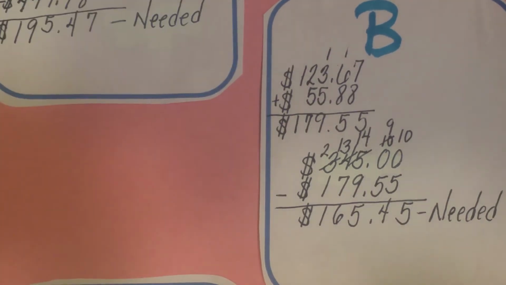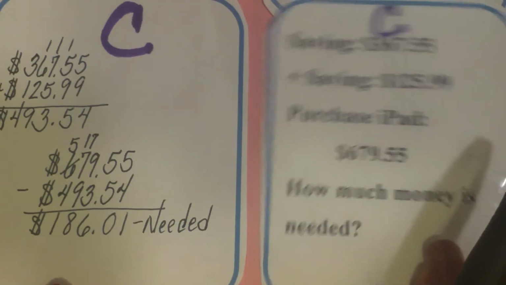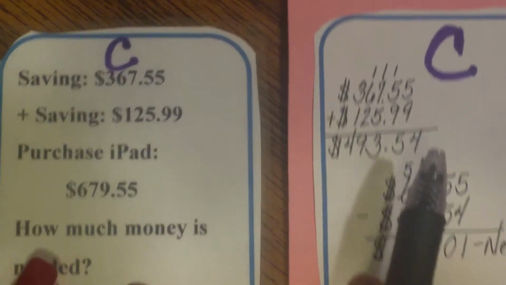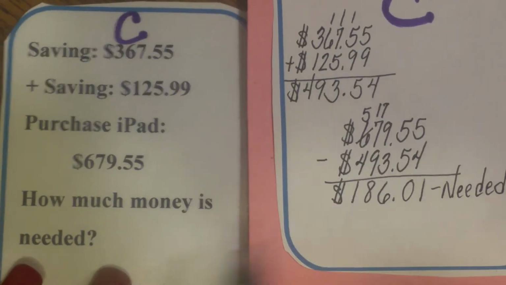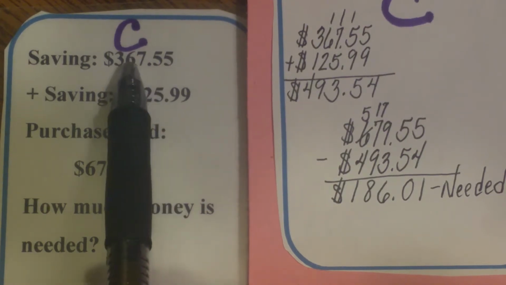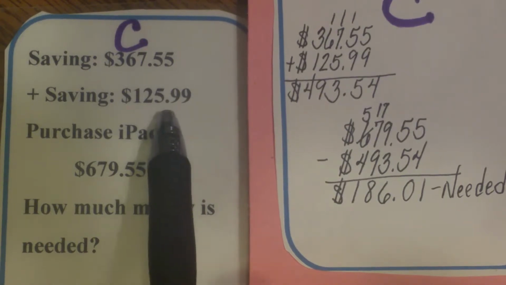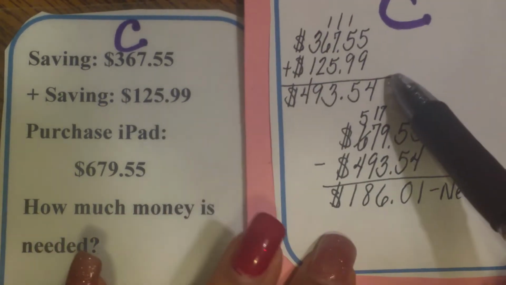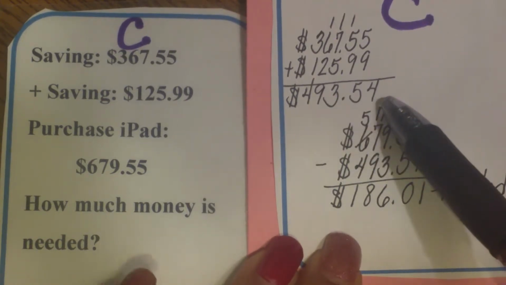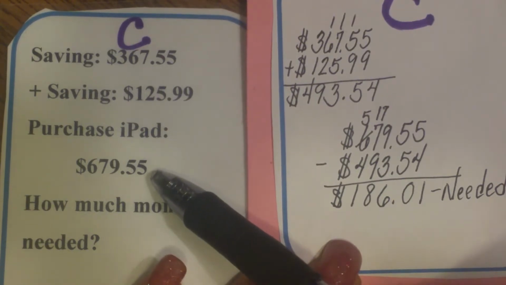And then our last one, C, this person has $367.55 in their savings account right now. They're only going to add $125.99 to their savings account. So to find out what our sum is, we're adding everything up, and our sum is $493.54. He's trying to purchase an iPad that's $679.55.